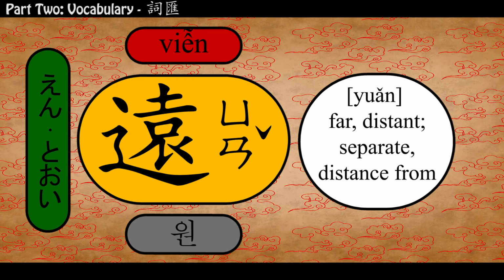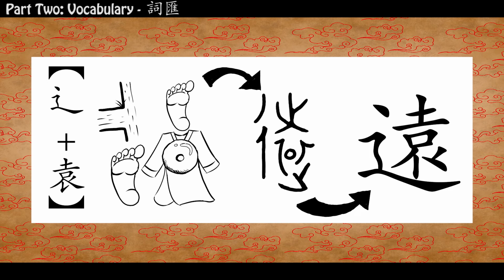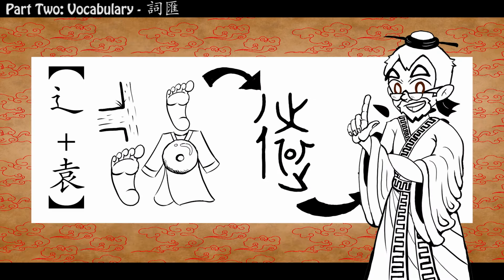远, far, distant, as well as to separate or to distance oneself from. Composed of the road radical 辶, with yuan, a family name, as a phonetic component. Nerd note! The phonetic element in yuan is very likely the original form of this character, which is why it has an extra foot on top of the robe, signifying distance.